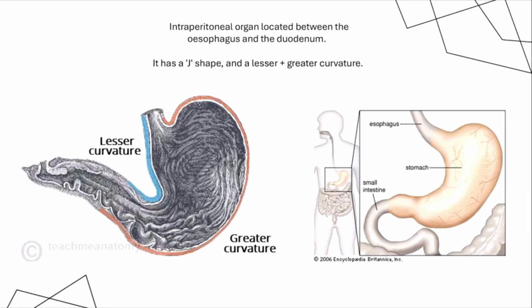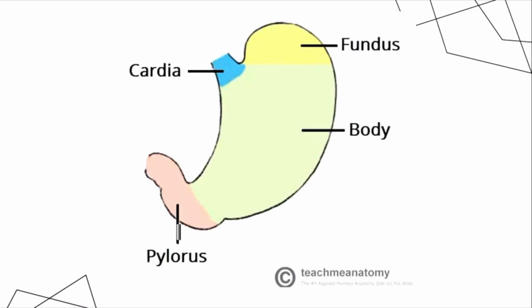So first thing to know is that it's an intraperitoneal organ. It's located between your esophagus and the duodenum. I'm sure you guys know this though. It has a J shape, as you can see, right? And a lesser curvature and the greater curvature. So now that we've understood a little bit about this, let's look at the parts.